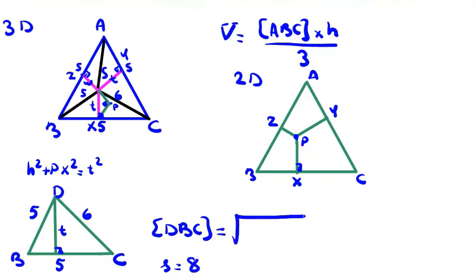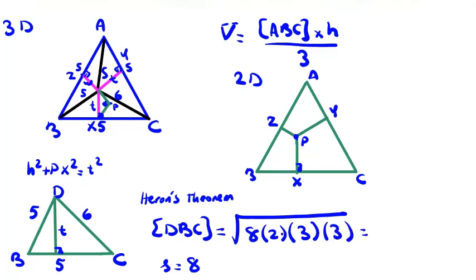So it will be root, by Heron's theorem, one basic idea from the 50 important ideas. 8 times (8 minus 6), 2, times (8 minus 5), 3, times 3. So it will be what? 8 times 2 is 16, and it will be 4.